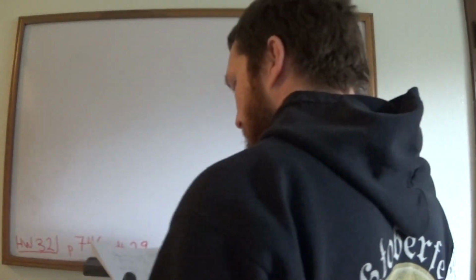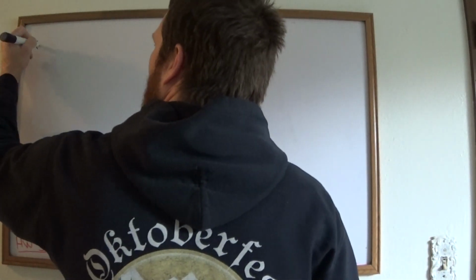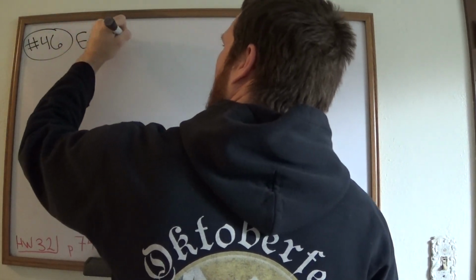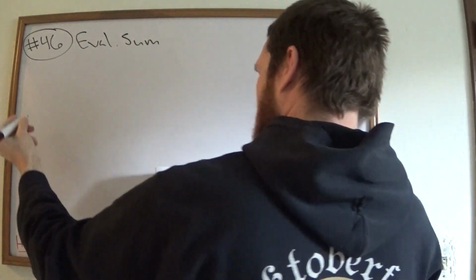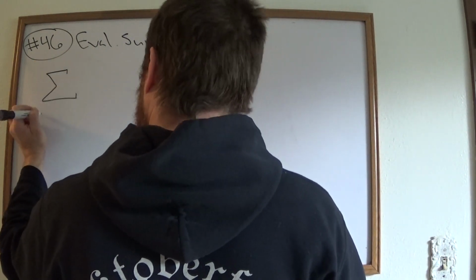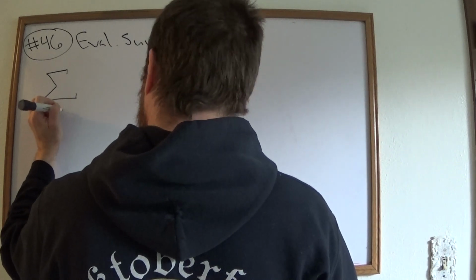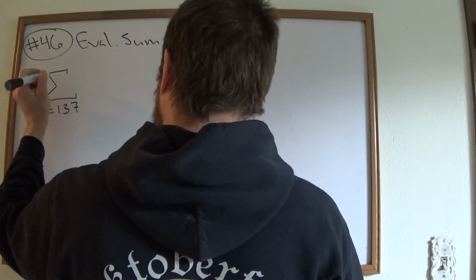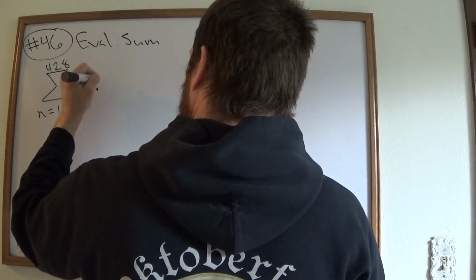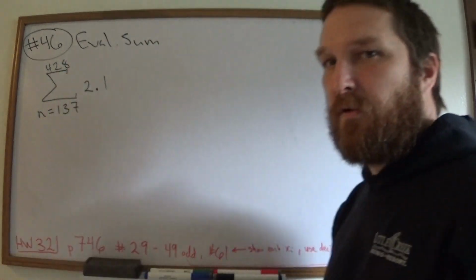Okay, so here's an example of how you're going to use that. This is number 46. This is the same thing. It's still just evaluate, right? Evaluate the sum. Okay, and here's the sum: k equals 137 up to 428 of 2.1. Do this on your own.